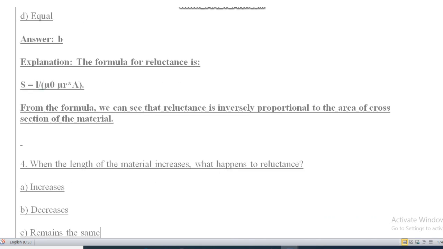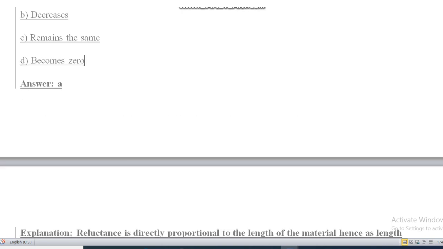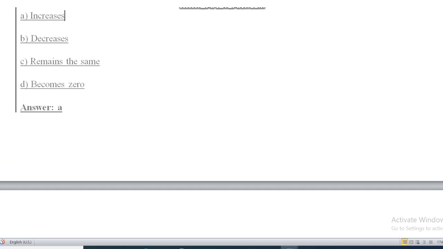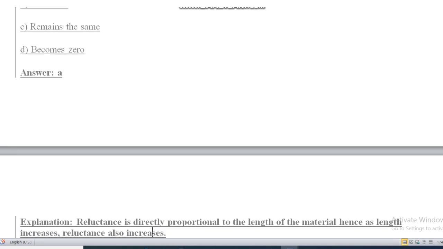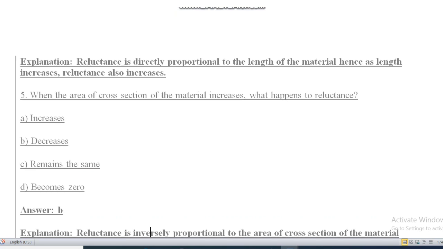Then next is when the length of material increases, what happens to reluctance? When length of material increases, then first option is correct, it increases. When the area of cross section of material increases, what happens to reluctance? It decreases.